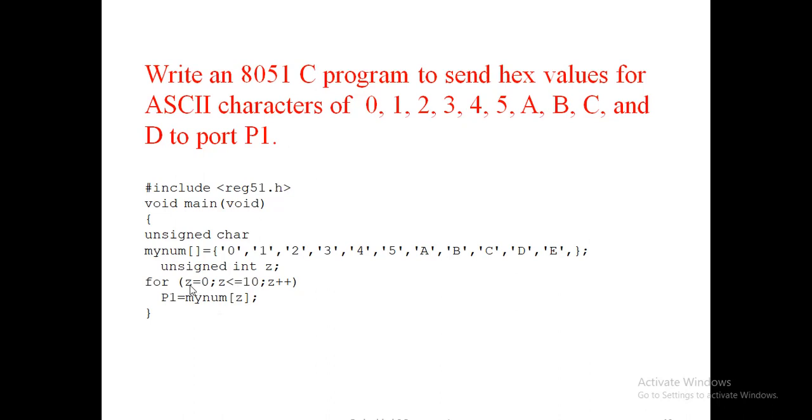So what is the Z value? It is 0. My num of 0: what is my num of 0? In single quotes it is '0', that is the ASCII value of 0. In the 0th position you have that '0', in single quotes. So the ASCII value of 0 is transferred to P1.